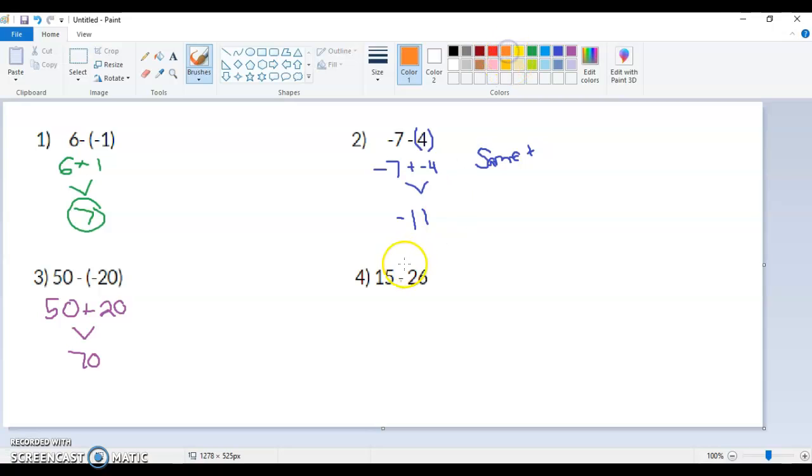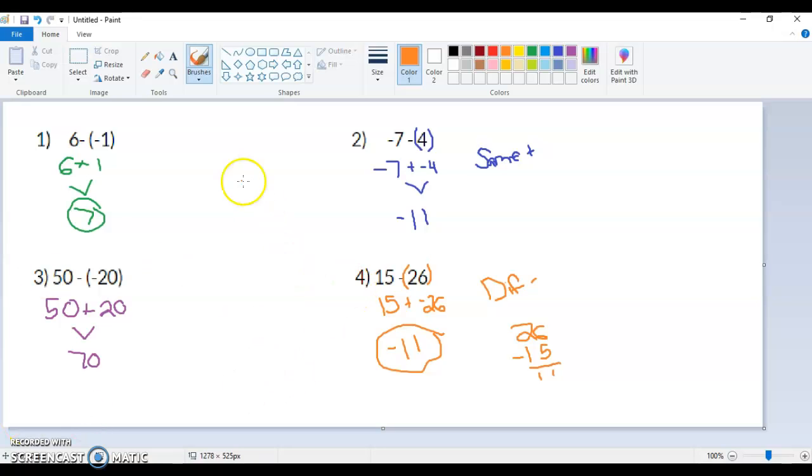Okay, next one. If I add the opposite, it means this one stays the same. I add, there's no symbol next to the 26, so it's going to become a -26. This time they're different signs, so it's going to be a minus. So 26 minus 15 is 11. Because -26 is farther from 0, it's going to be a -11.